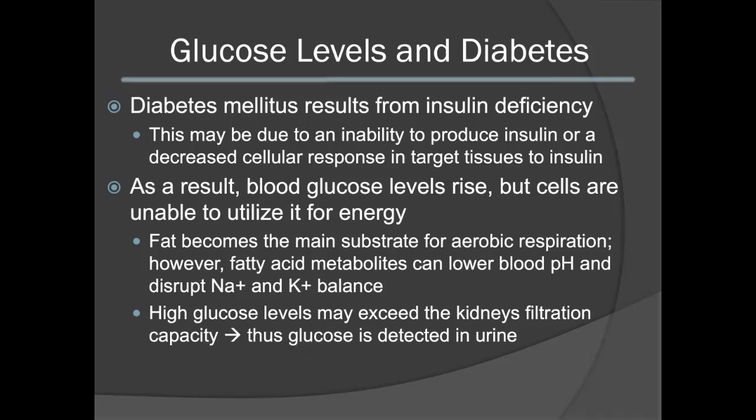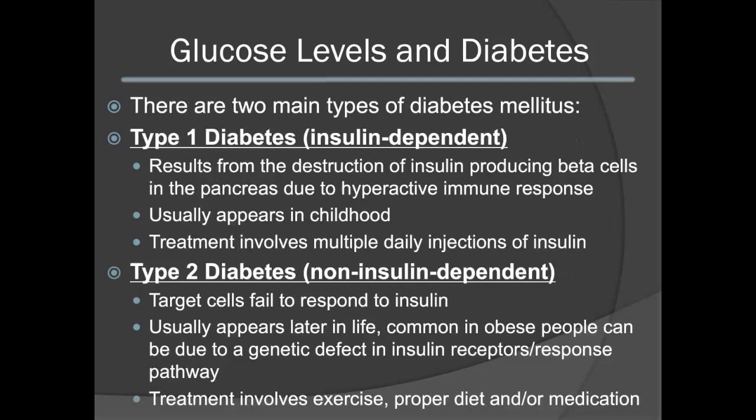This means that fat typically becomes the main substrate for aerobic respiration pathways. However, the metabolites from fatty acid metabolism can lower the blood pH and can also disrupt sodium and potassium balance. In addition, high blood glucose levels can exceed the kidney's filtration capacity. As a result, glucose is typically detected in the urine of diabetic individuals.